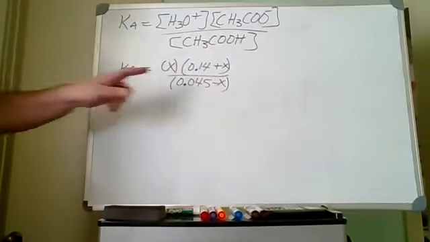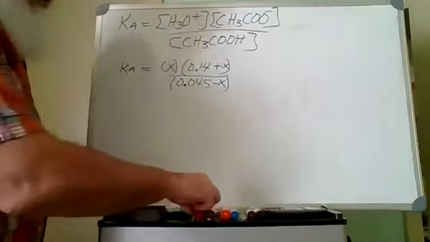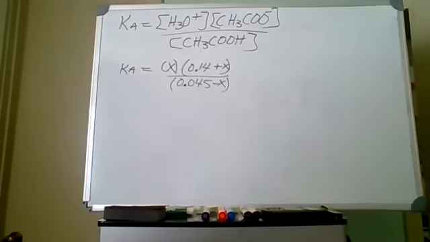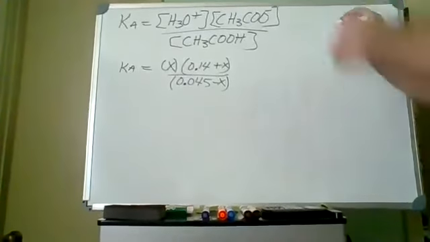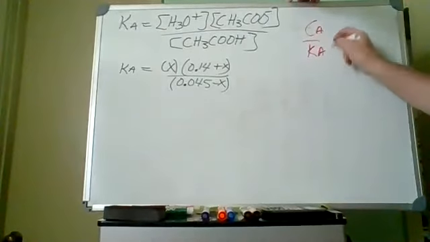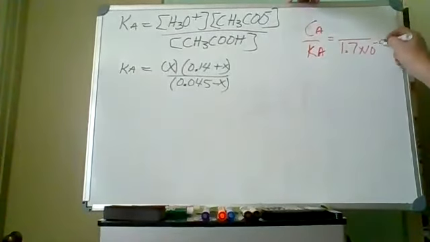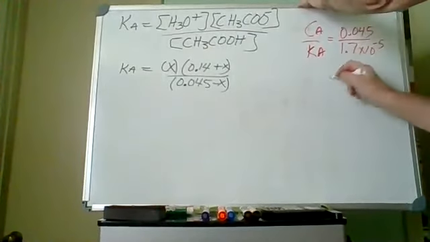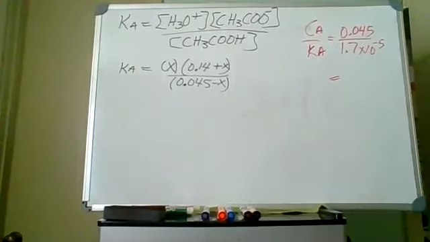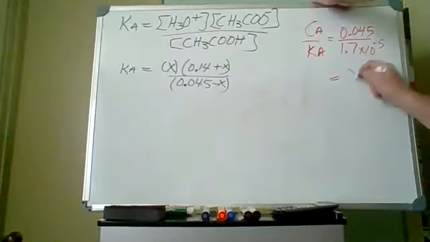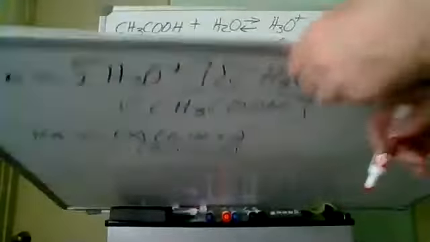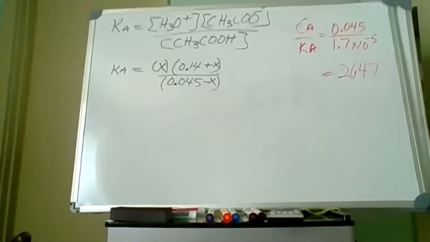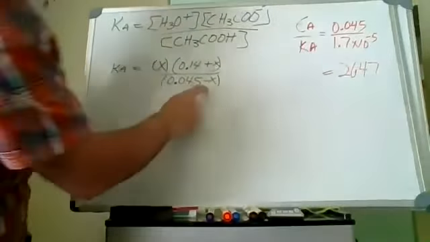All right, so we're going to have to do our little Ca over Ka. We go back and find the dissociation constant for acetic acid, and it's 1.7 times 10 to the negative fifth. So Ca divided by Ka, and this is 0.045. That's going to be way bigger than 100. It's 2,647. Way bigger than 100. So we can neglect these two X's here.